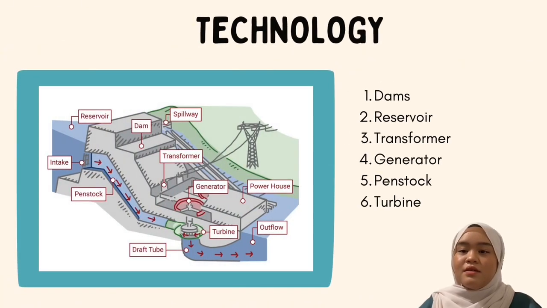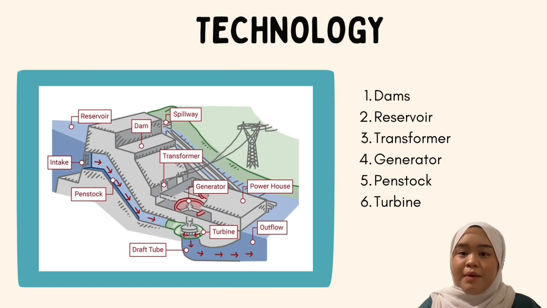Dams are structures designed to block or redirect water flow, creating reservoirs or height differentials to store water. There are various types of dams, including arch dams, gravity dams, and embankment dams. Reservoirs, on the other hand, are artificial lakes that store water for controlled release, which is essential for maintaining consistent power generation and managing water supply for various uses.